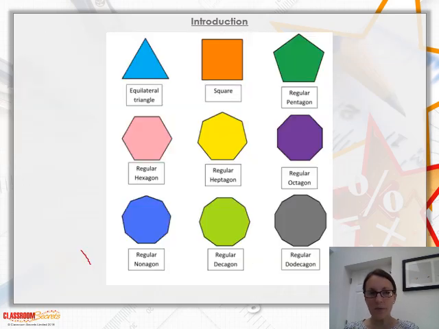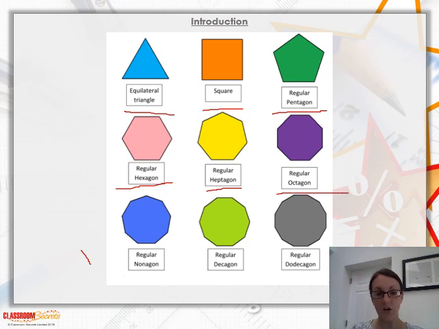So let's remind ourselves of the names of some of these regular 2D shapes, and regular meaning that all of these sides are the same length. So we've looked at these earlier in the week. We have an equilateral triangle here. Each side is the same. A square, 4 equal sides. A regular pentagon has 5. A regular hexagon has 6. A heptagon has 7. A regular octagon has 8.